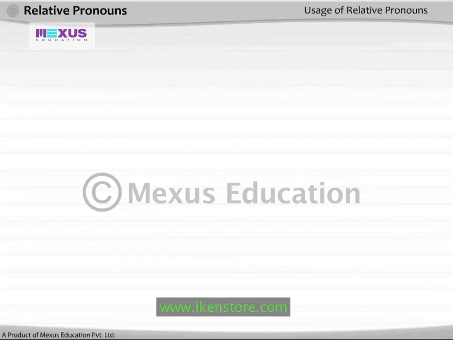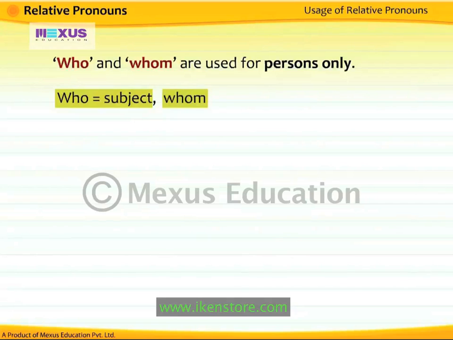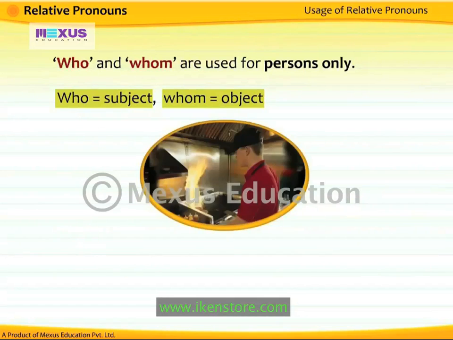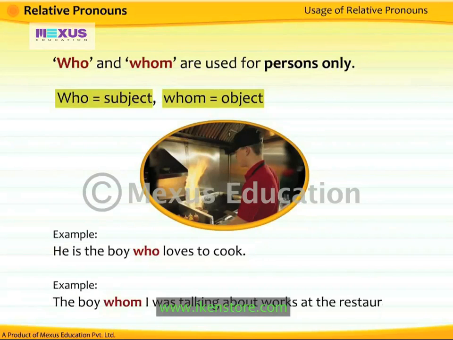The relative pronouns who and whom are used for persons only. Who is used when the noun referred to is the subject of the sentence, whereas whom is used when the noun referred to is the object of the sentence. He is the boy who loves to cook. The relative pronoun who refers to the subject boy. The boy whom I was talking about works at the restaurant. The relative pronoun whom refers to the object boy.